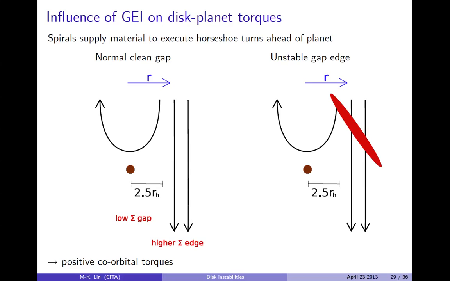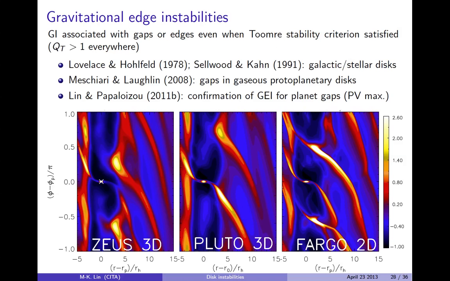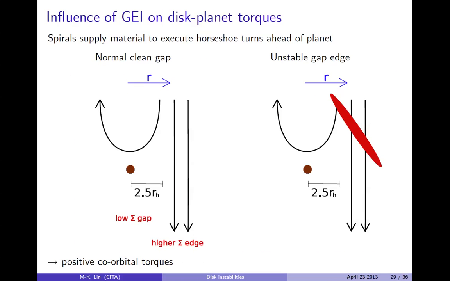But if the gap is actually unstable, so for example, in this gravitational edge instability example, the gap edges are unstable, then what the instability can do is, so here I've got this red blob representing the spiral arm, the instability can reload these horseshoe orbits with material. That is to say, the instability can put material back onto these horseshoe orbits to interact with the planet. So, in effect, the instability can now provide a co-rotation torque on the planet.